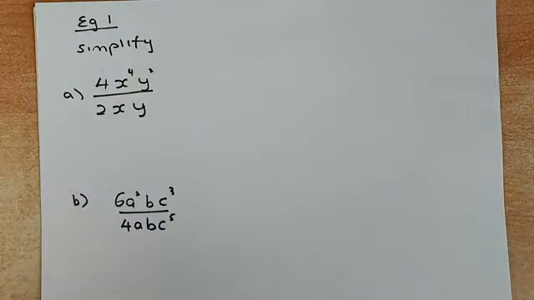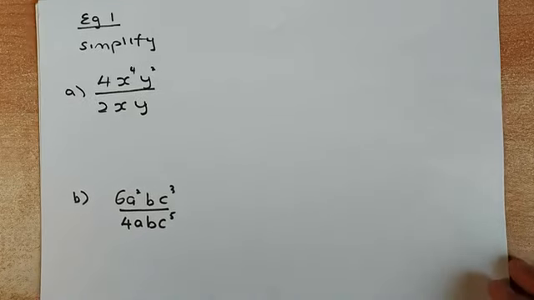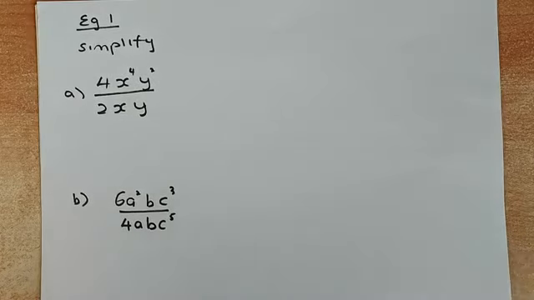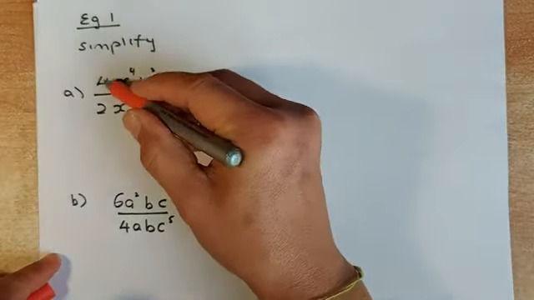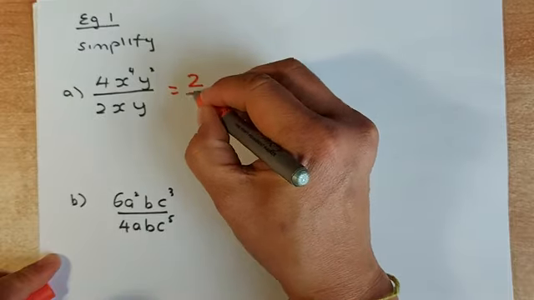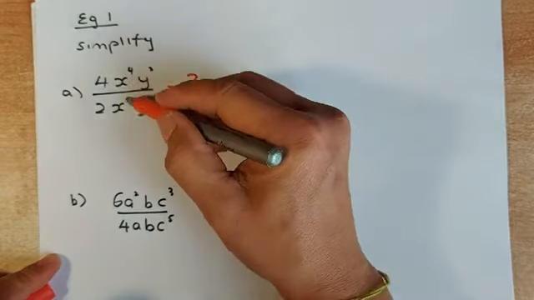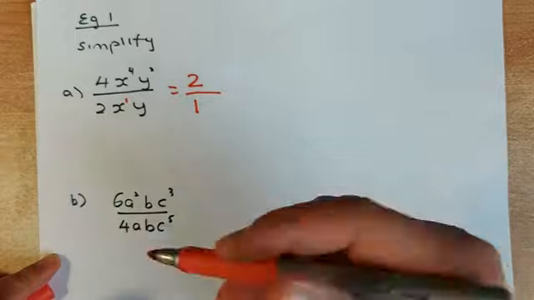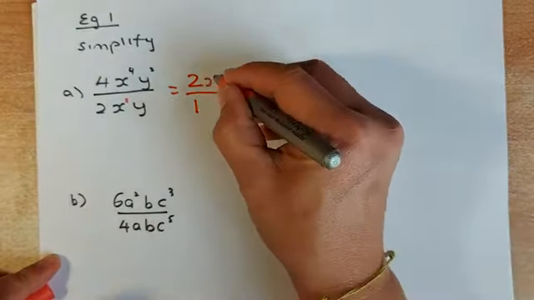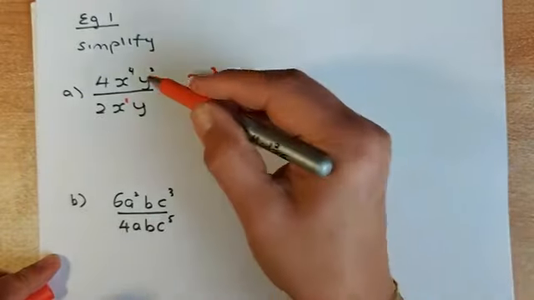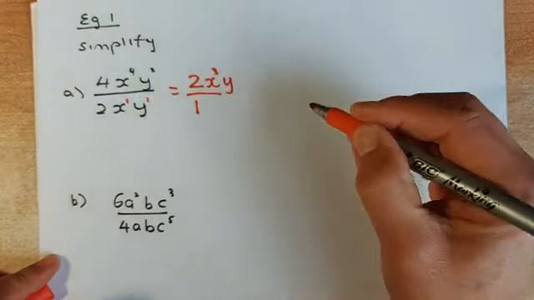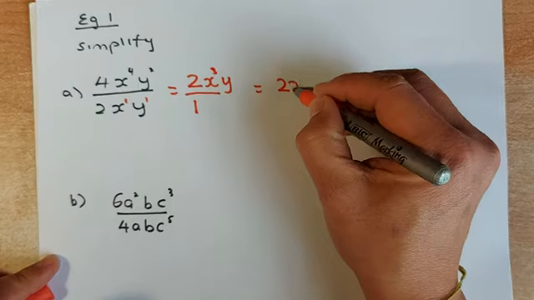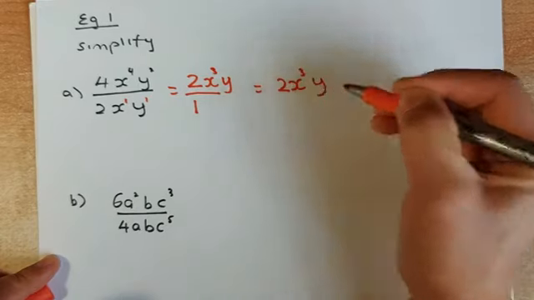We are going to simplify 4x to the power 4 y squared divided by 2xy. Based on my previous example, you divide 4 by 2, so it's going to be 2 over 1. Then x to the 4 and x to the 1, you take away the power, so you'll be left with x cubed. Then y squared, take away y to the 1, you are left with y. So the answer is going to be 2x cubed y.